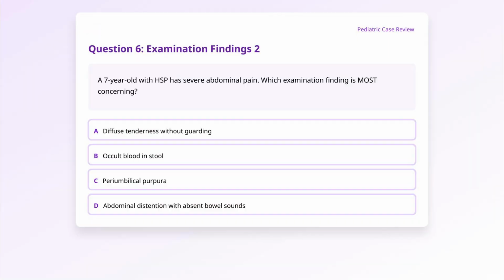A 7-year-old with Henoch Schönlein Purpura has severe abdominal pain. Which examination finding is most concerning? A. Diffuse tenderness without guarding. B. Occult blood in stool. C. Periumbilical purpura. D. Abdominal distension with absent bowel sounds.